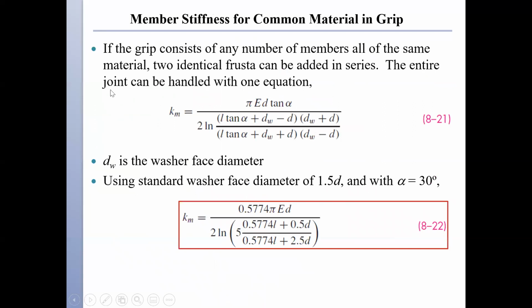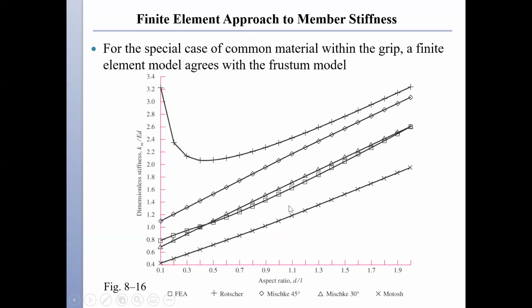If all the members within the grip are made of the same material, I can combine that and come up with equation 8.21. And in 8.21, we replace the uppercase D with D washer. So this is the diameter of the washer used. If you're not using a washer, you will use the diameter of the head of the bolt. Even better than that, if we substitute for DW a standard washer face diameter of 1.5 d and alpha equal 30 degrees, we get one simple equation for the stiffness of the members within this red box here, equation 8.22, where the stiffness of the member is a function of the modulus of elasticity, the diameter of the bolt, the grip length L, and that's it. So we can use this equation to find the stiffness of the member.